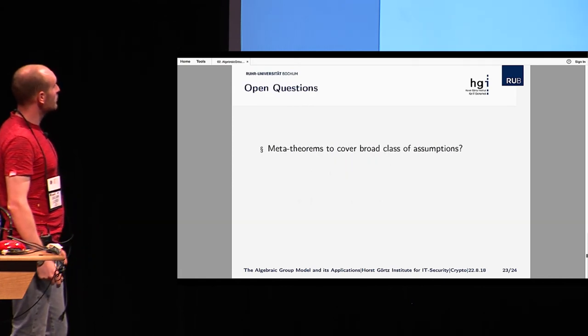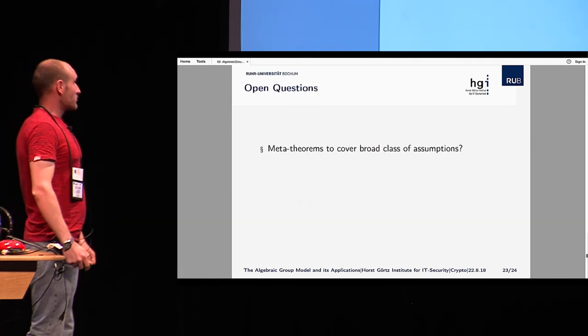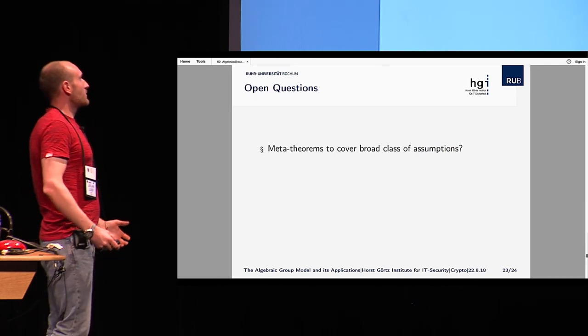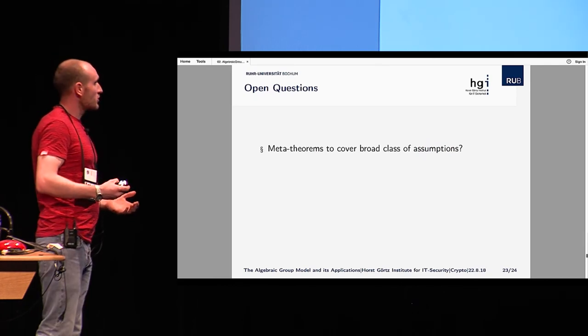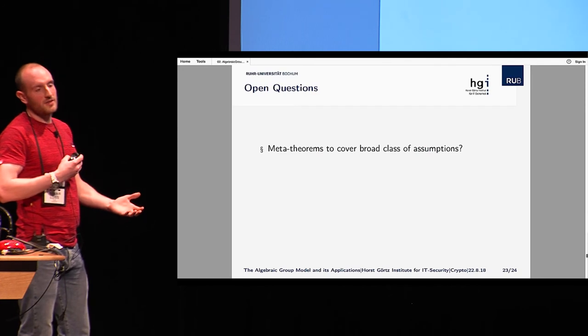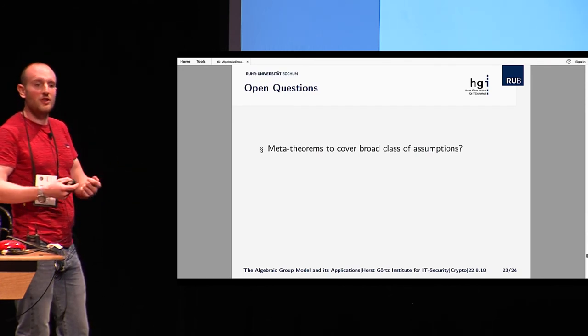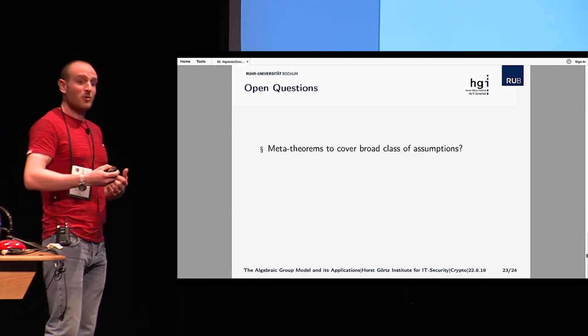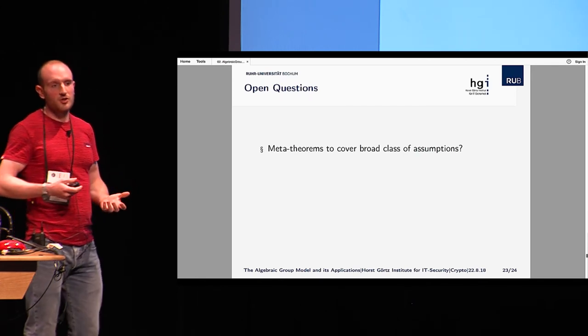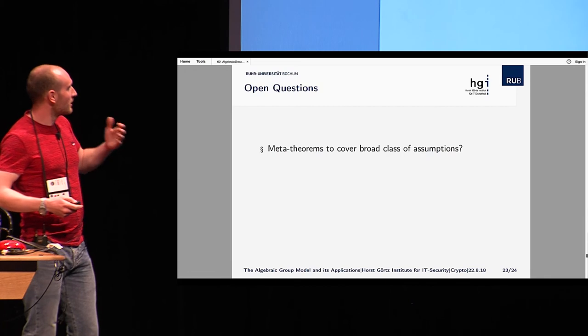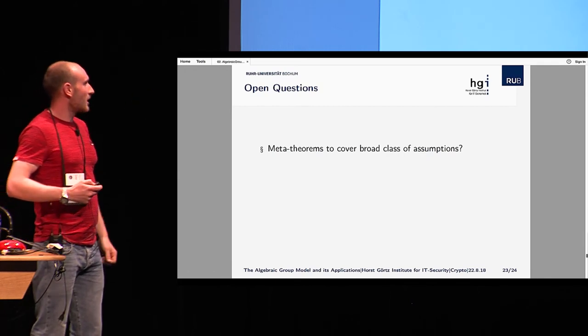So I would like to conclude with some open questions. So the first open question is, can we maybe prove some meta theorems which reduce a broader class of assumptions to maybe another class of assumptions. So right now, we played around with the model a bit. We tried to find some reductions between some computational assumptions, and we have some results. But maybe there is a general statement that can be made here.